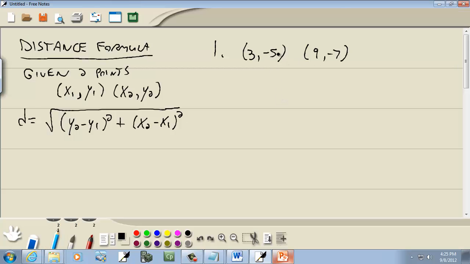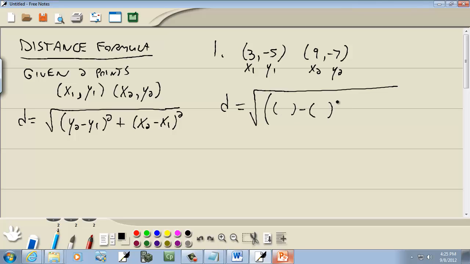Well, given these 2 points, first thing we'll label them. This is our first point, so that'll be our x1, y1. This is our second point, so that'll be our x2, y2. I'm going to put parentheses in wherever I have a variable. Make my outer parentheses a little bit bigger. Same thing here. And again, this is y2, this is y1, this is x2, and this is x1.